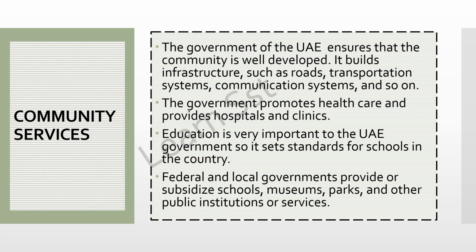Now, let us see the community services. The government of U.A.E ensures that the community is well developed. This is the first step. The second step is that it builds the infrastructure. When I say infrastructure, it means the roads and the transportation systems. In the transportation system, you have the metro rail. Then you have different kinds of other transportation available, by seaways, by airways, and even now the train has started slowly and steadily, linking Abu Dhabi to Dubai and so on.